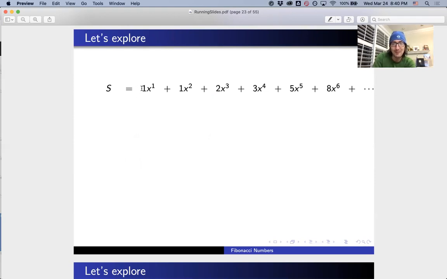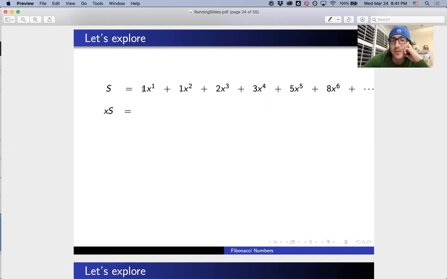This is exactly what I had before. I've got my Fibonacci numbers 1, 1, 2, 3, 5, 8, and let's call the sum S. What I'm going to do is take that sum and multiply by x. Before I advance the slide, think: what would happen if I took that power series, or think of it as an infinite polynomial, and multiplied it by x?